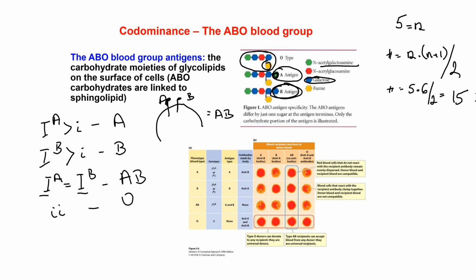Now, if there is no enzyme, as here, so there is no terminal sugar, the person in this case would be homozygous recessive and have blood group O.